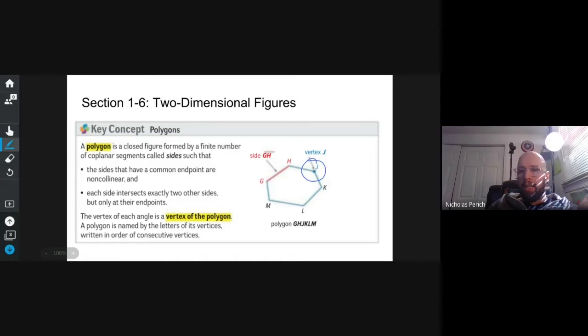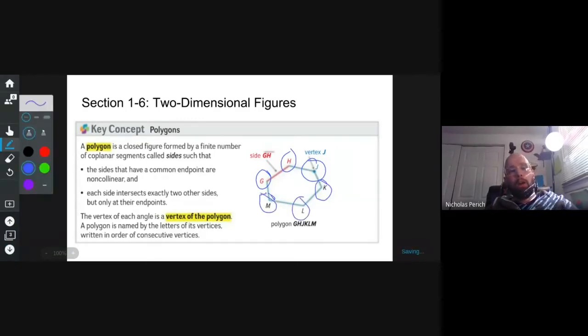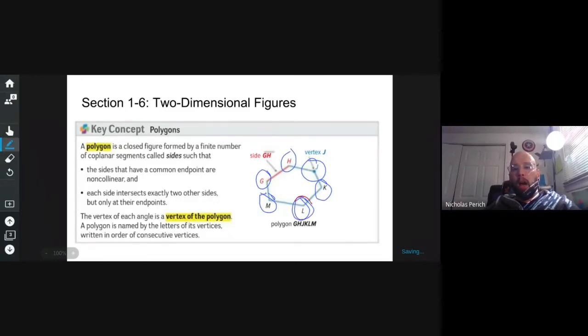See how this is G, H, J, K, L, M? That's because it's polygon GHJKLM. If I wanted to name it polygon LKJHGM, I could, as long as I use all the vertices, which is plural for vertex, and as long as I put them in some kind of order, whether it's clockwise or counterclockwise. It doesn't matter which letter you start with. It doesn't have to be alphabetized, as long as you include everything.